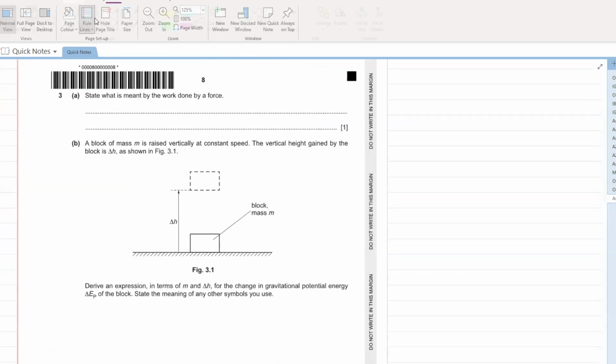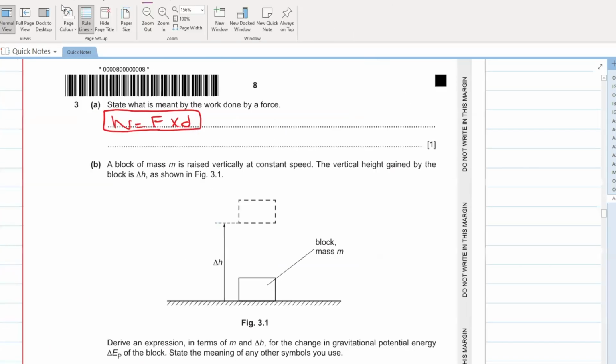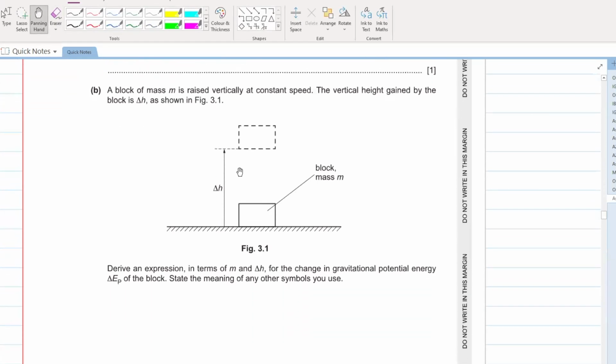State what is meant by work done by a force. Work done is equal to the product of force into the distance moved in the direction of the force. Work done क्या है भाई? Product of force and the distance moved in the direction of the force. सवाल छोड़ना is also an option. Very good. Zarian सुधर जाओ.